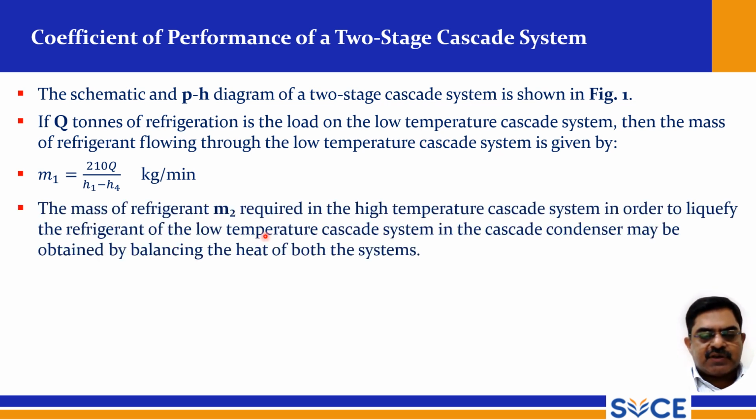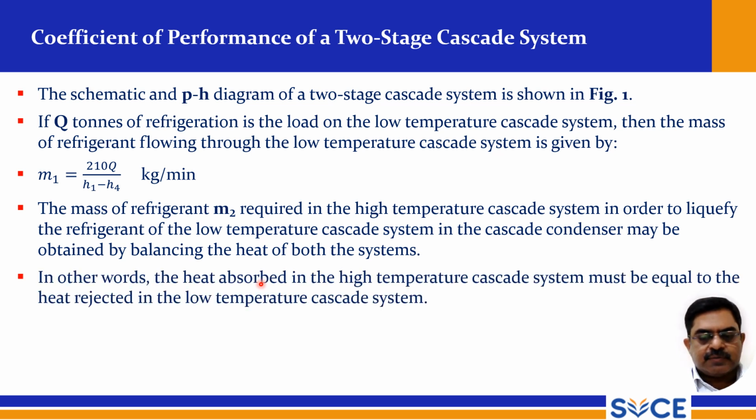The mass of refrigerant M2 required in the high temperature cascade system in order to liquefy the refrigerant of the low temperature cascade system in the cascade condenser may be obtained by balancing the heat of both systems. In other words, the heat absorbed in the high temperature cascade system must be equal to the heat rejected in the low temperature cascade system. So this is the obvious process.